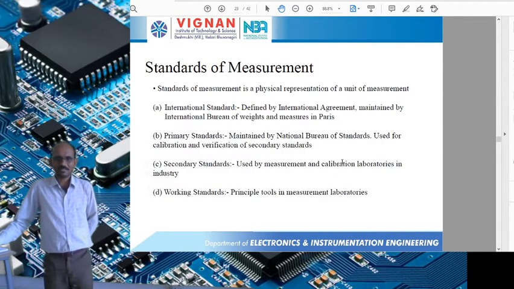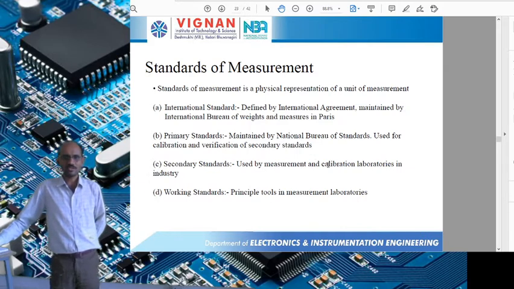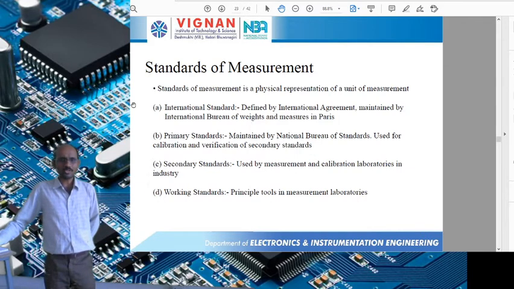So in the previous class we saw the different standards of measurement. Basically these standards are classified into 4 types: international standards, primary standards, secondary standards and working standards. The international standards are defined by international agreement, and are maintained by the International Bureau of Weights and Measures in Paris. These are the topmost standards, and the remaining 3 standards are calibrated with respect to international standards only.